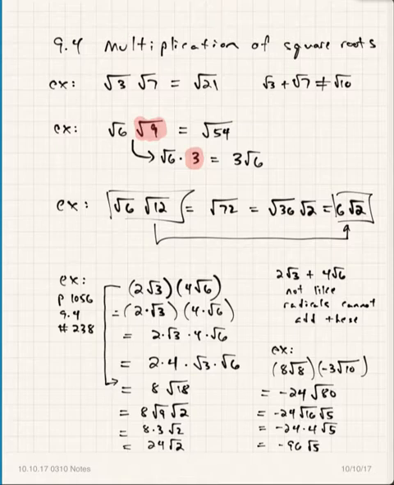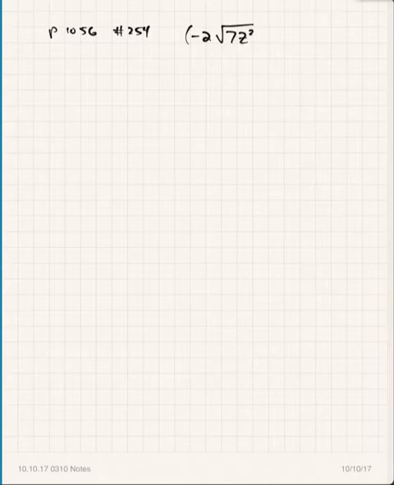All right, so I'm still on page 1056. And I was looking at problem number 254. So this is what looks like a kind of a messy multiplication problem. You have negative 2 times the square root of 7z cubed times 3 times the square root of 14z to the 8th. Like that. And like I said, it looks messy, but this is not a hard problem because it's all multiplication.